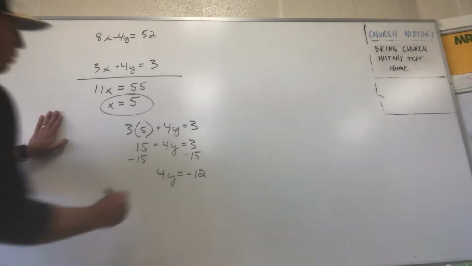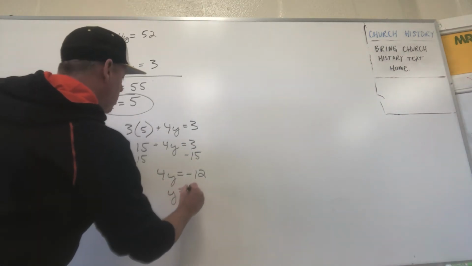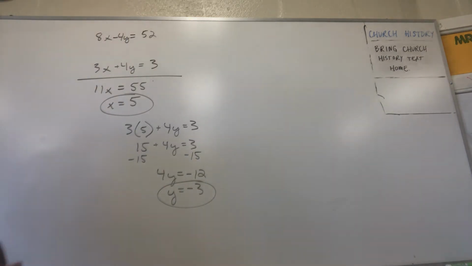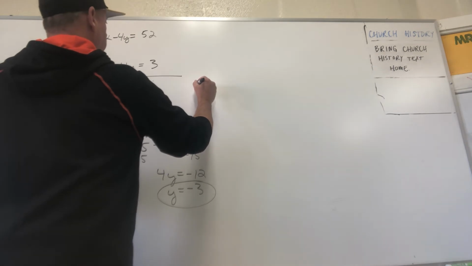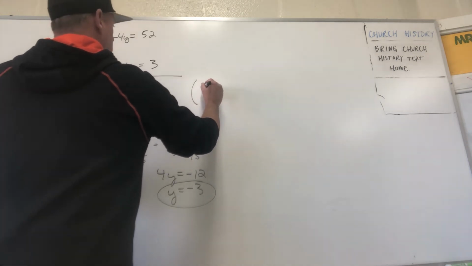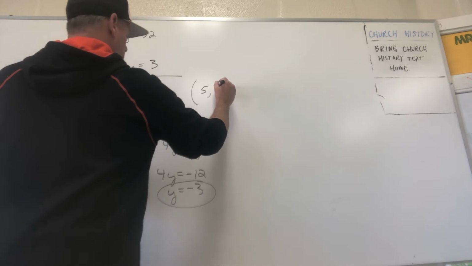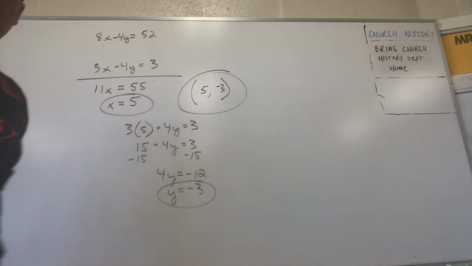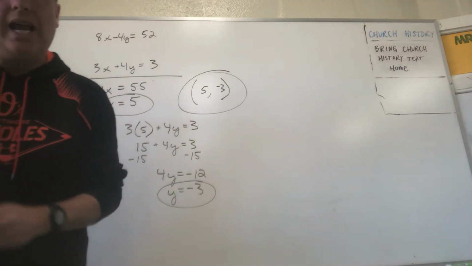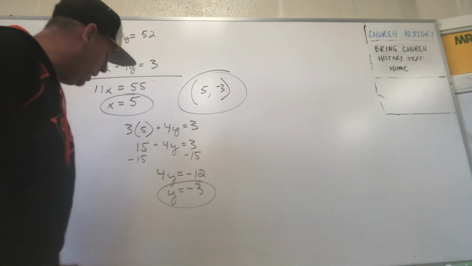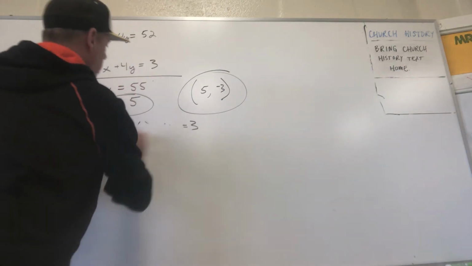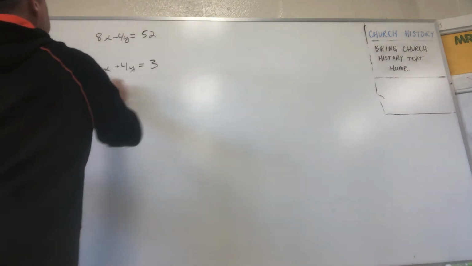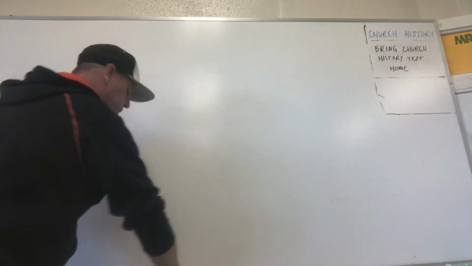What does that mean y equals? Y is going to equal negative 3. And I just solved. So my answer in this case will be x equals 5, comma, y equals negative 3. And that's my whole answer. That's using the elimination method. I want one of the variables to eliminate another.